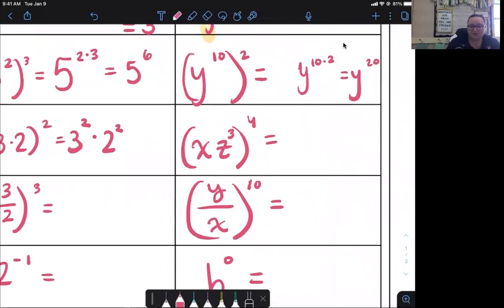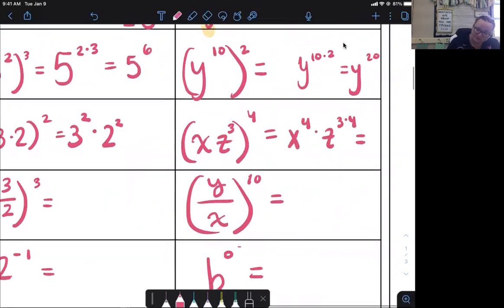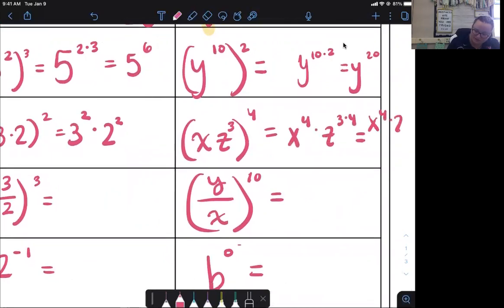xz to the 3rd to the 4th. You take x to the 4th and z cubed to the 4th, so you multiply 3 times 4. So this becomes x to the 4th times z to the 12th. But we don't need that multiplication sign in between them. We can just write them next to each other and understand that it's multiplication. So xz to the 3rd to the 4th is x to the 4th z to the 12th.